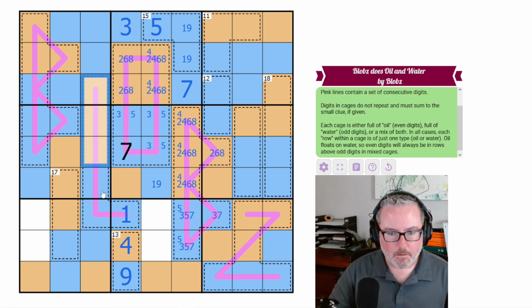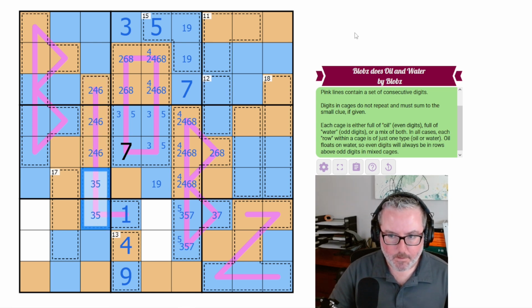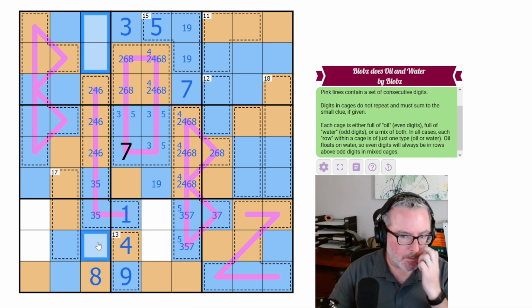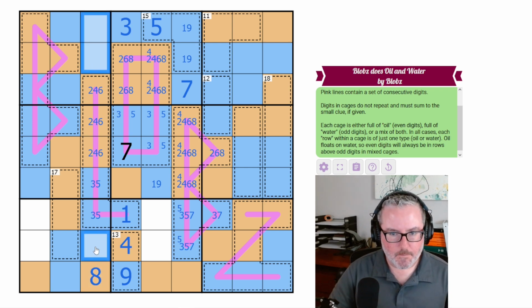So therefore we know what this is. If this is 1, this has to be from 2, 4, and 6. This has to be from 3 and 5. That forces this to be an 8. These have to be from 1, 7, and 9. They're not quite enough there. Okay.